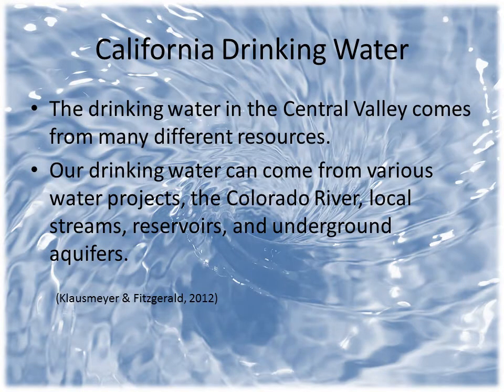Let's talk about California drinking water. Where does California drinking water come from? The drinking water here in Central Valley comes from many different resources. Our water can come from various water projects, the Colorado River, local streams, reservoirs, and even underground aquifers.